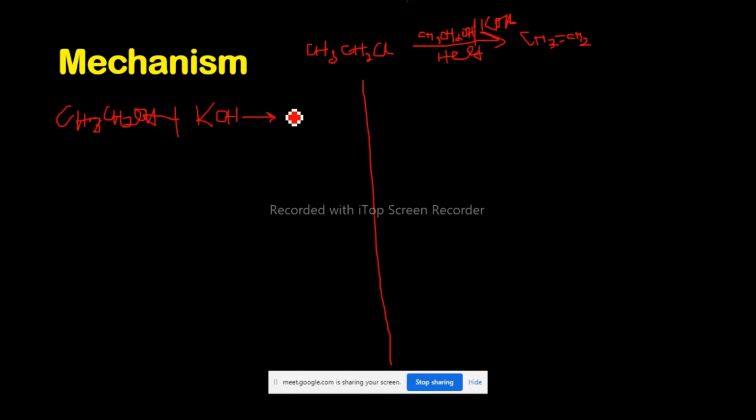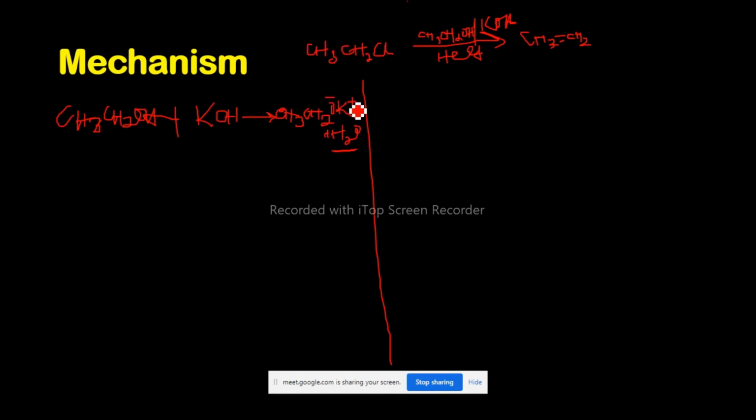So if you write it correctly, then you form potassium ethoxide, which is CH3CH2O, with a plus on potassium and a minus on oxygen, plus water, and water is a neutral molecule. So here we shall not mind about it.